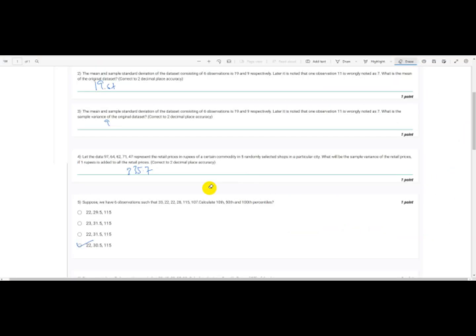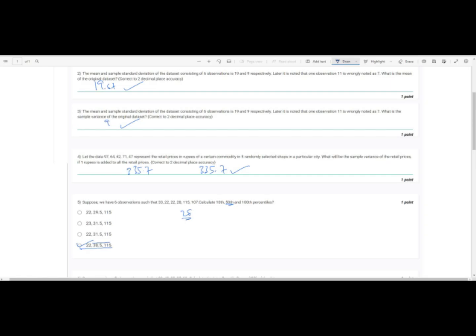So guys, as all 10 questions are completed, now I'll disclose the answers. The second answer is 19.67. Third answer is 9. Fourth answer is 335.7. Fifth answer is 22, 30.5, 115. But in the discussion I said the percentile is 28, right? But see here, there is a small trick. Here we are being asked about the 50th percentile.